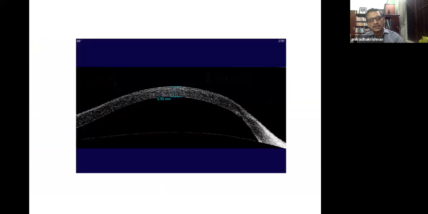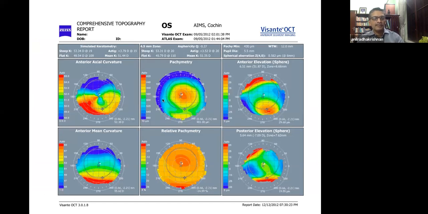So this is the area where the corneal thinning is there, while in this area you can see that there is an ectasia. There is a change in shape of the cornea here. The central corneal thickness is perfectly normal. This can be confirmed by topography also. In topography, you can see this classic pattern.